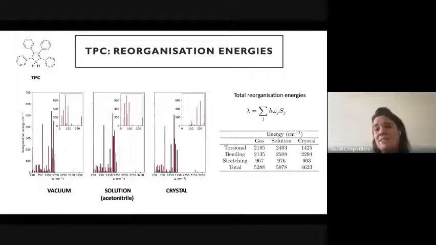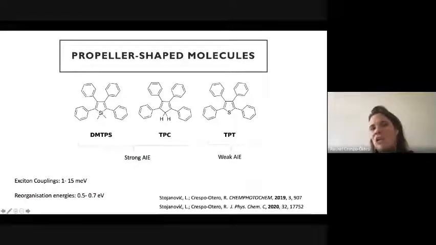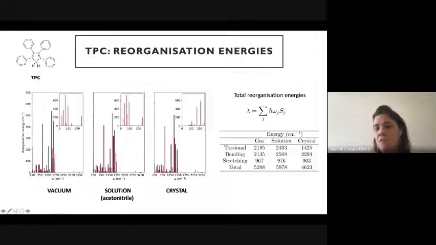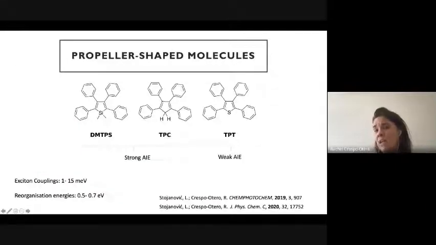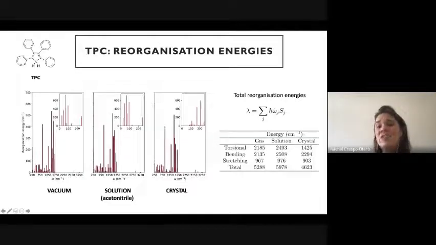And of course, what happens is that you will restrict these rotations. Now, what's interesting here is that there are no main differences between the behavior of the three systems. All of them show this behavior. So even for this one that shows weak aggregation in emission, you will see that torsional modes are going to be restricted when you move to the crystal.